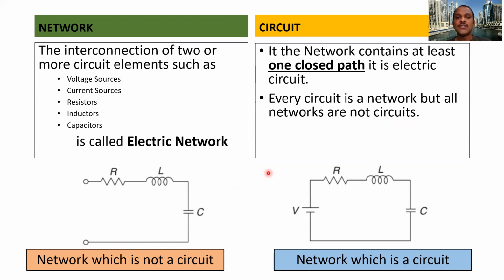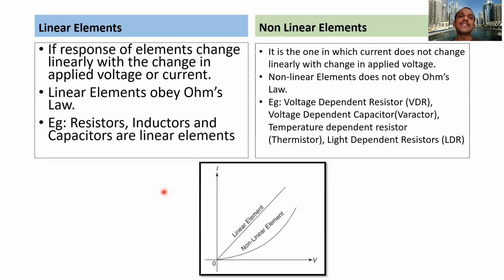So you can see that every circuit is a network, but not all networks are circuits, because a circuit requires a closed path. If you look at the example, it will be more clear. Resistor, inductor, capacitor, and voltage source are connected in series and form a closed loop here. But if you look at this network, it doesn't form a closed loop. So this is a circuit as well as a network, but this is a network alone because it is not a closed path.